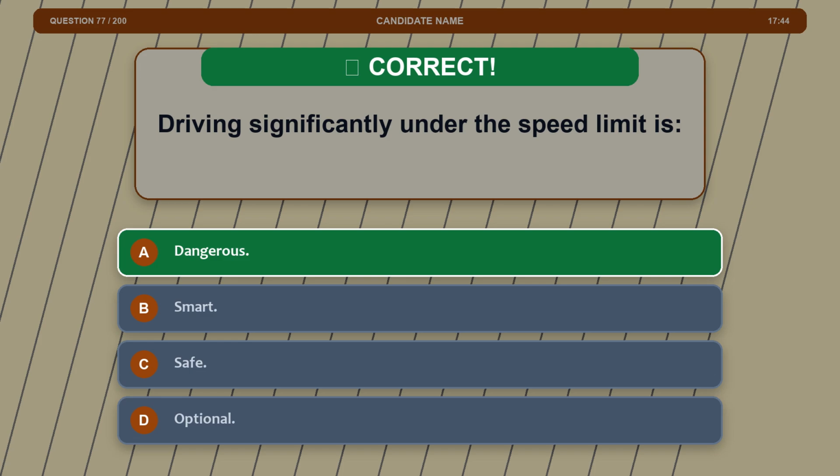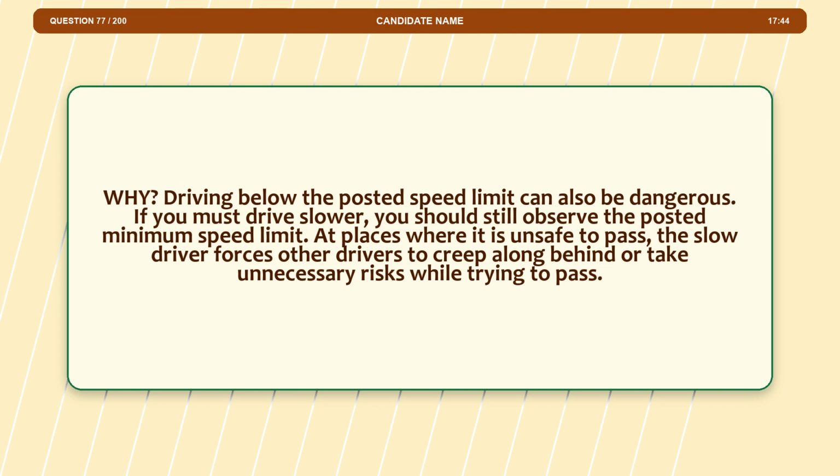The correct answer is option A, dangerous. Explanation. Driving below the posted speed limit can also be dangerous. If you must drive slower, you should still observe the posted minimum speed limit. At places where it is unsafe to pass, the slow driver forces other drivers to creep along behind or take unnecessary risks while trying to pass.